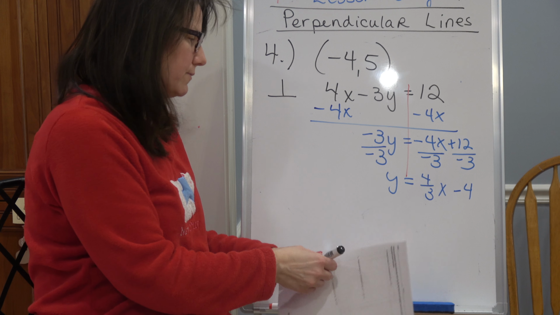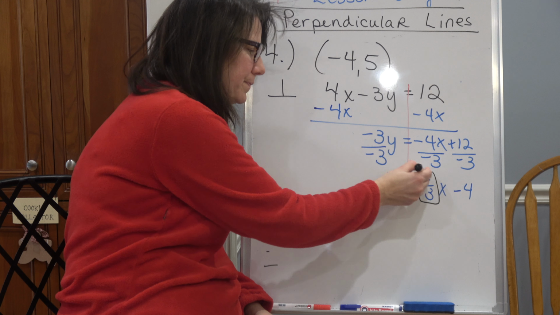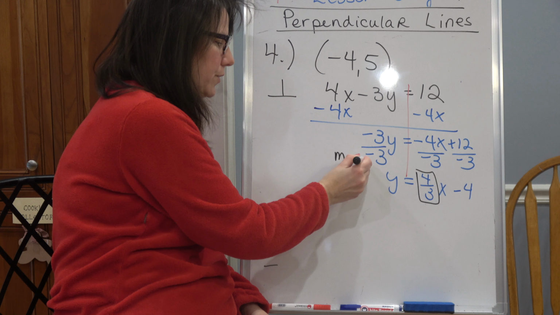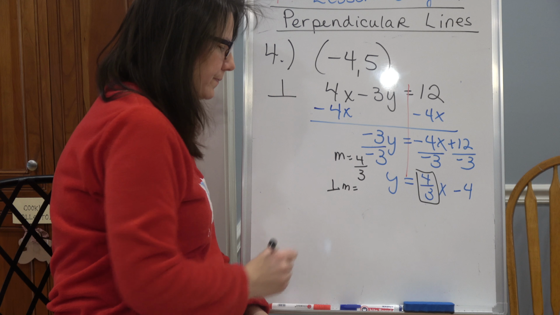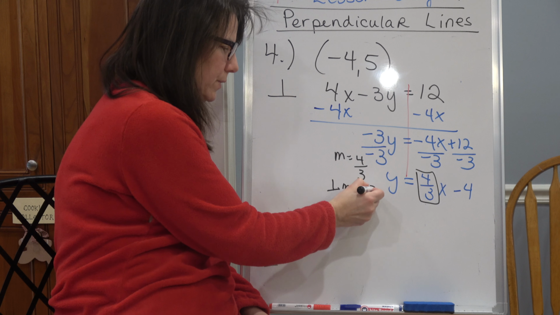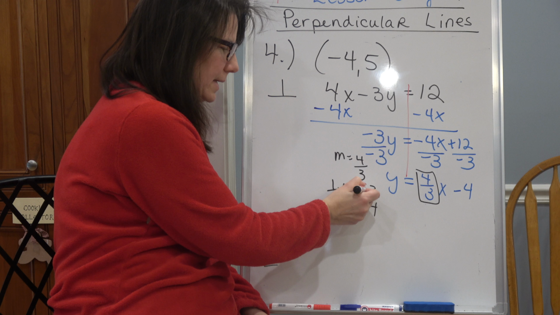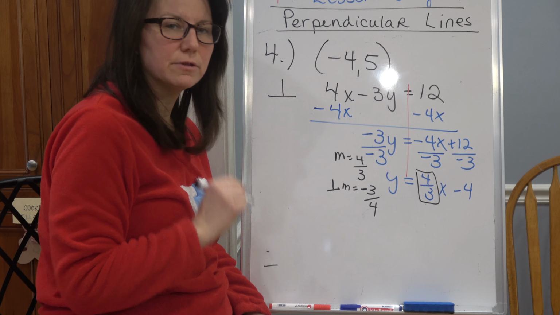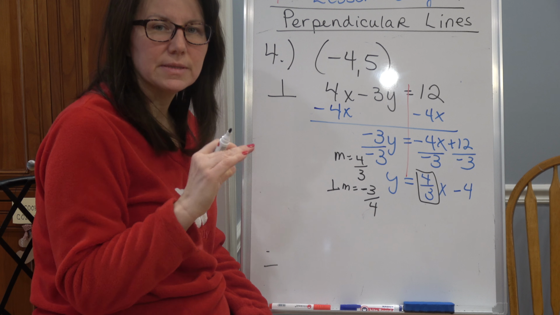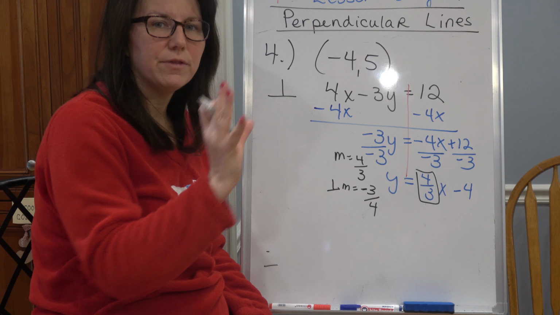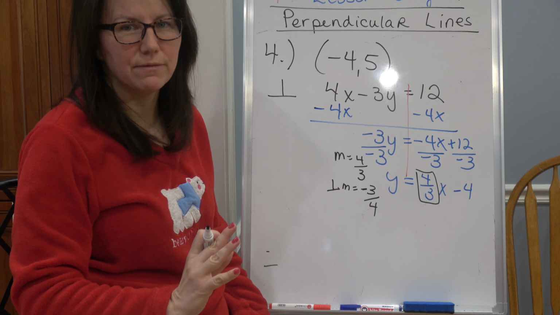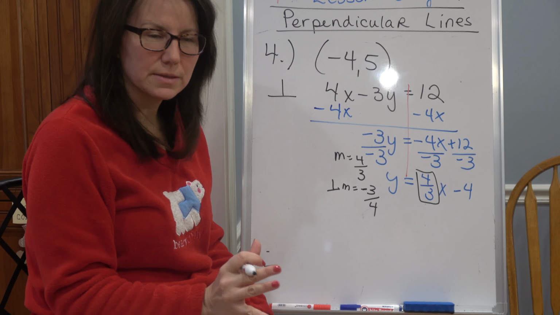Okay. So if the slope of this line is 4/3, then what's the perpendicular slope? Well, I'd have to flip it over to 3/4 and make it negative because it's a positive. So it's the opposite. Opposite meaning the opposite sign. Okay, so it's not always a negative. If the original is a positive, it's a negative. If the original is a negative, it's a positive.